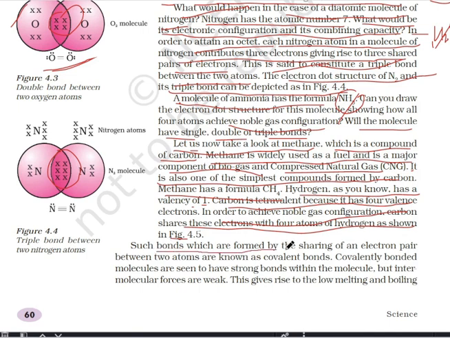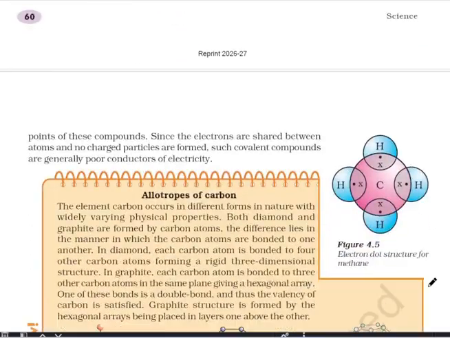Such bonds which are formed by sharing an electron pair between 2 atoms are known as covalent bonds. Covalent molecules have strong bonds within the molecules, but intermolecular forces are weak. This gives rise to low melting and boiling points of these compounds. Since the electrons are shared between atoms and no charged particles are formed, such covalent compounds are generally poor conductors of electricity. So this is the electron dot structure of methane, that is CH4.